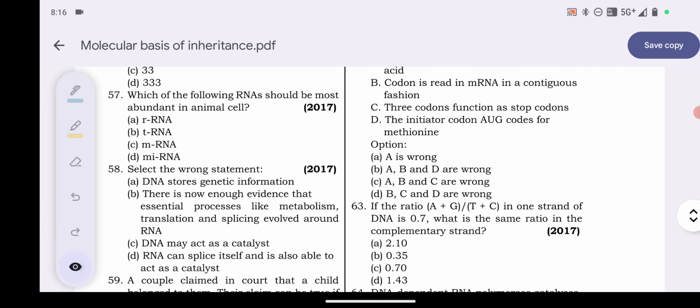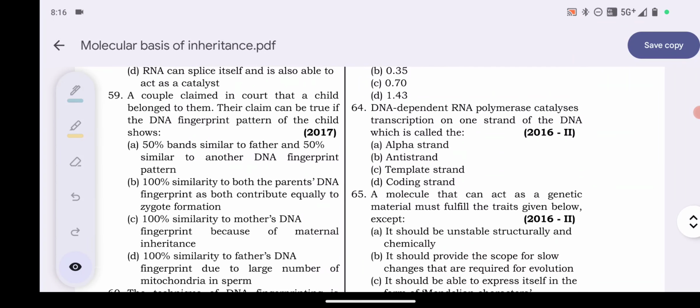Next, 59. A couple claimed in court that a child belongs to them. Their claim can be true if the DNA fingerprint pattern of the child shows: A. 50% band similar to father and 50% similar to another DNA fingerprint pattern. B. 100% similarity to both the parents' DNA fingerprinting as both contribute equally to the zygote formation. C. 100% similarity to mother's DNA fingerprint because of maternal inheritance. D. 100% similarity to father's DNA fingerprint due to the large number of mitochondria in sperm.